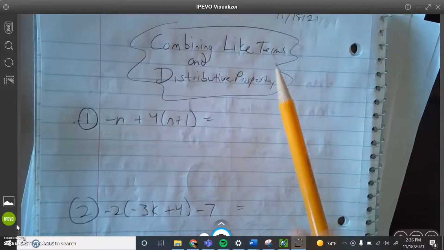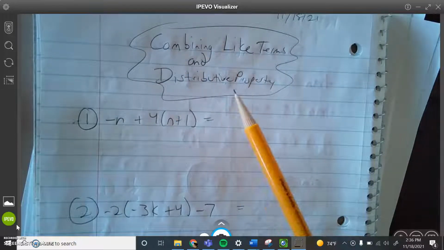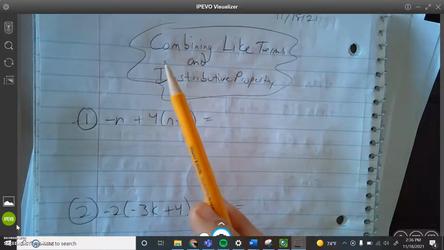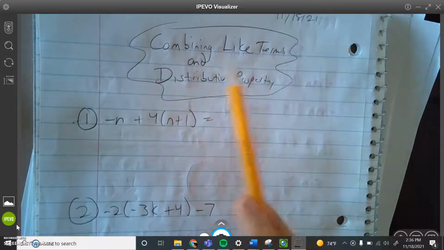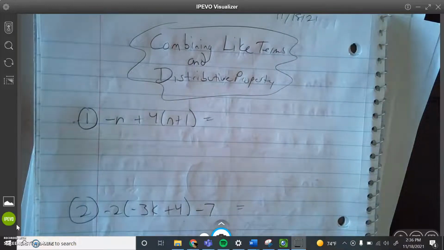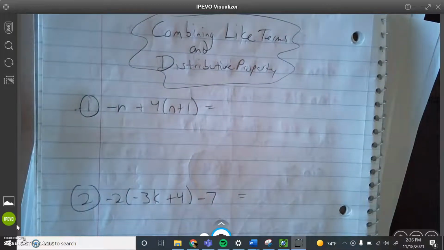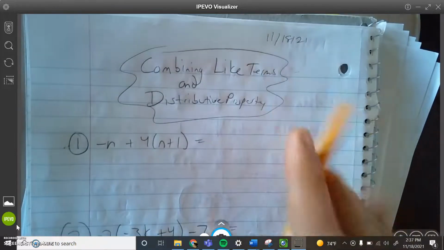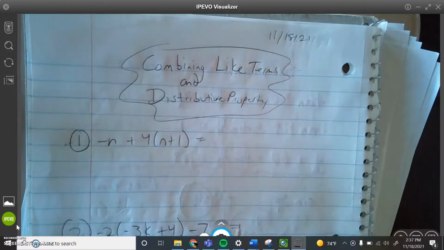Oh yeah. So today, hope everyone had a good break. We're going to begin with what we ended on, combining like terms and distributive property. Write that down. Okay. Write the date also. Write the date that it is right there.